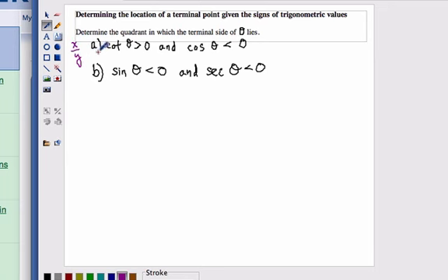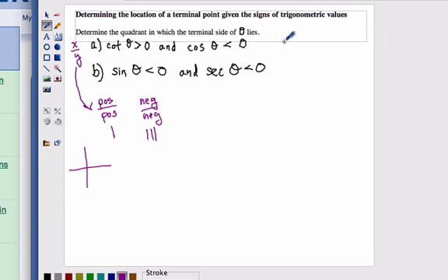So in order for it to be positive, I've either got to have a positive value divided by a positive value or a negative value divided by a negative value. Okay? So think of your quadrants. Positive and positive, that's quadrant 1. Negative and a negative, that's quadrant 3. Okay? So that's the cotangent part.